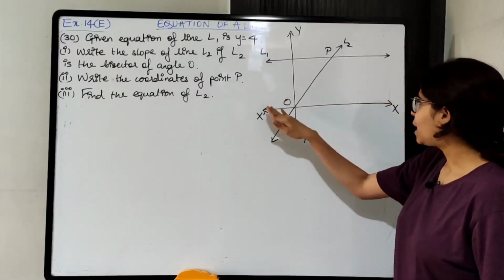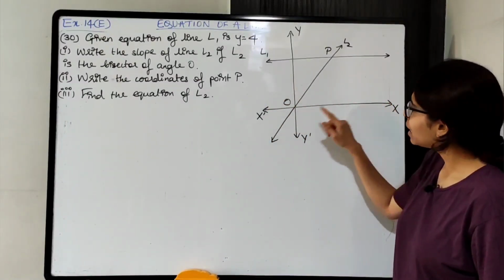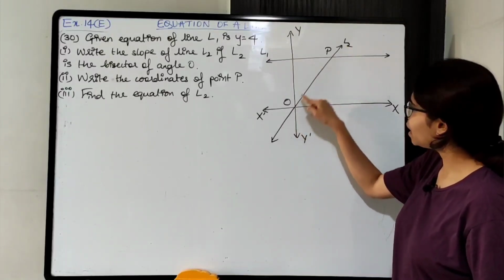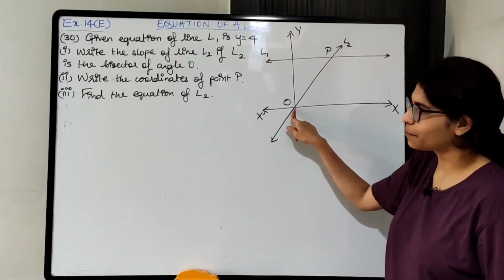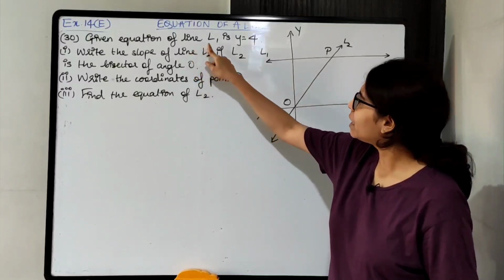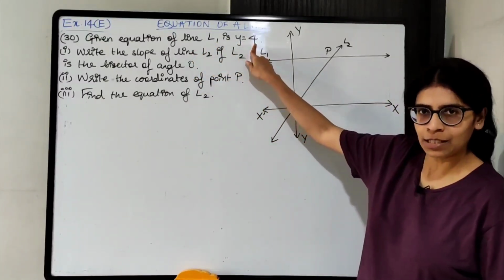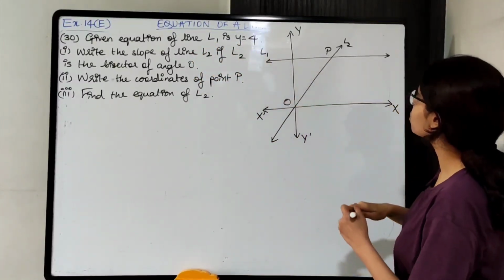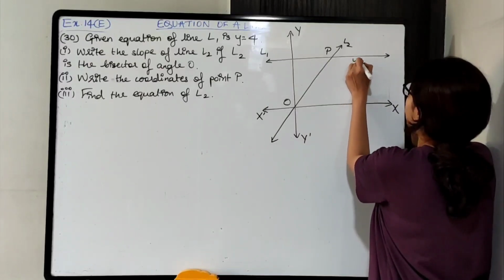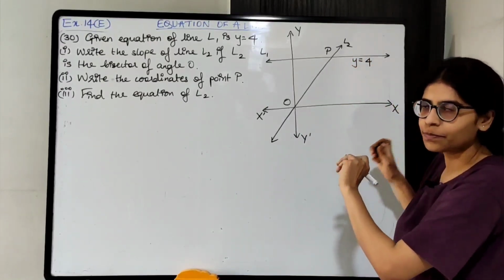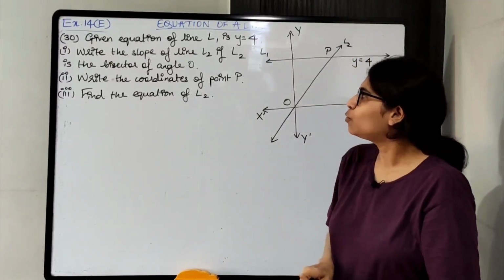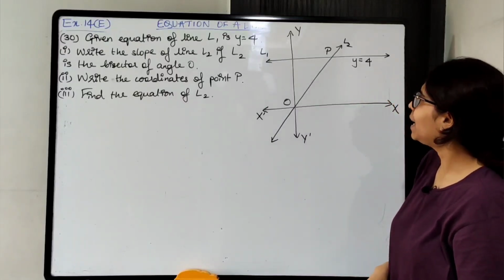L1 है which is parallel to x axis. L2 is passing through the origin, right? You are told that L1's equation is y equals to 4. L1 का equation है y equals to 4. Okay. First, we need to write the slope of line L2.